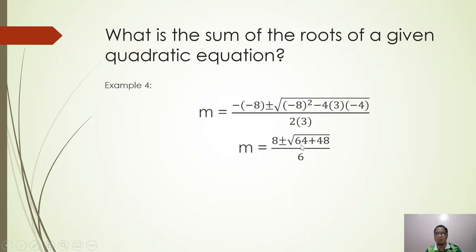sabihin nito, 64. Sir, ba't naging plus? Kasi negative 4 times 3 is negative 12. Kasi magkaiba ng sign. Negative 12 times negative 4, dalawang negative, so magiging positive. So negative 12 times negative 4, positive 48. Doon po nanggaling. All over 2 times 3, 6.